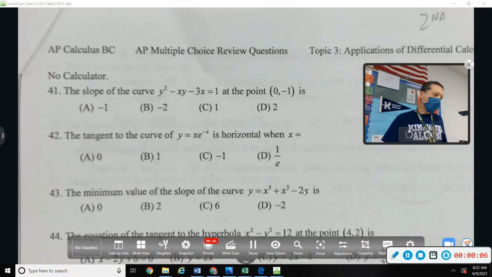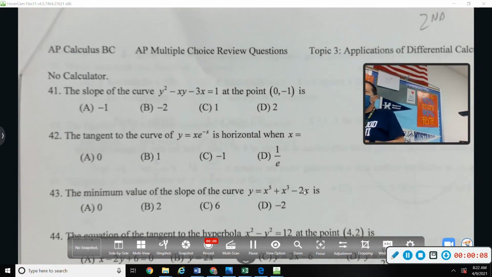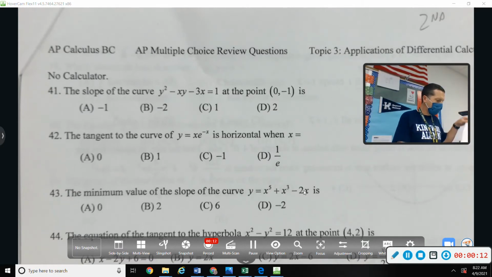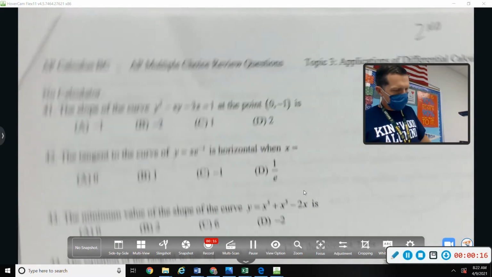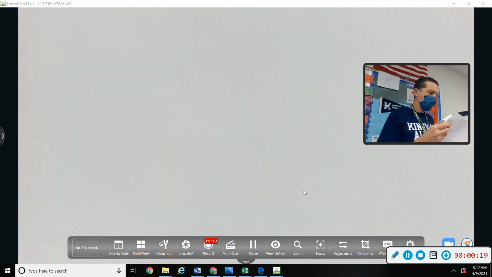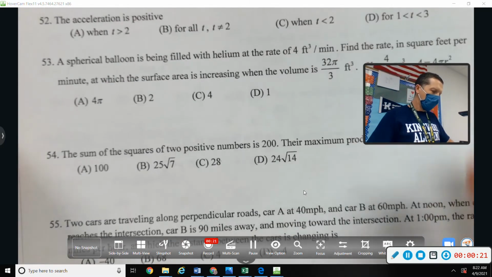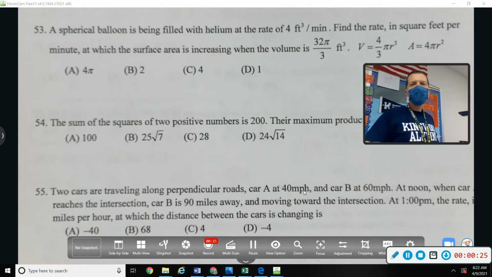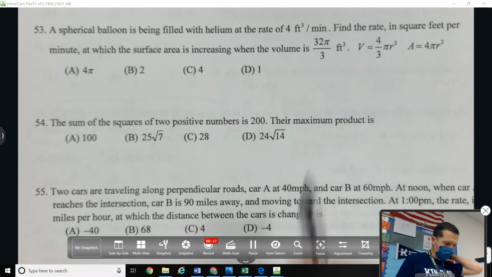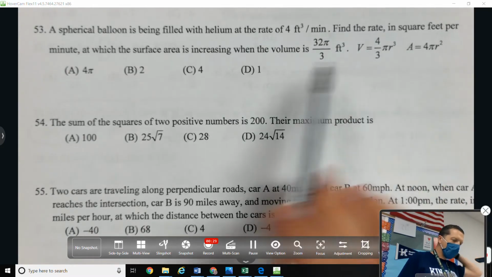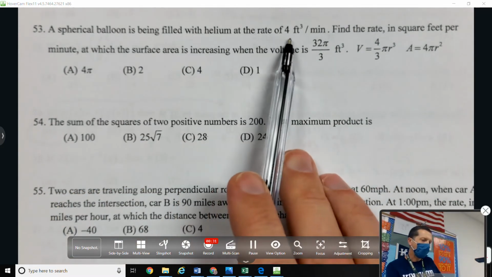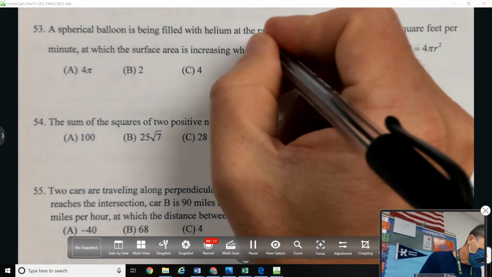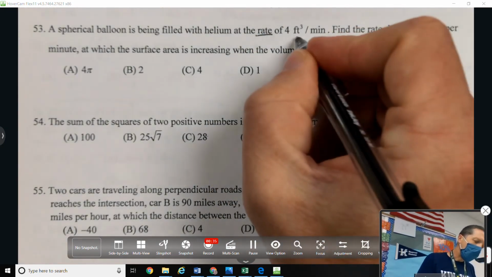All right, so questions from topic 3? Yes? 53. A spherical balloon. Oh boy. Oh, they give us some formulas. A spherical balloon is being filled with helium at a rate of some feet cubed per minute.